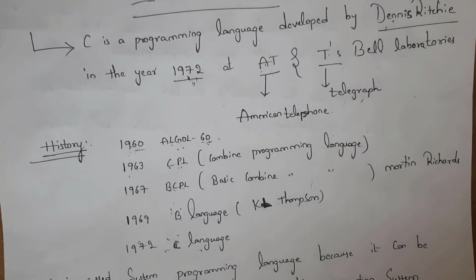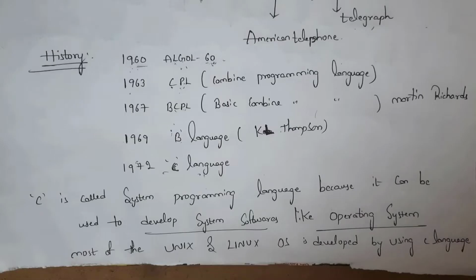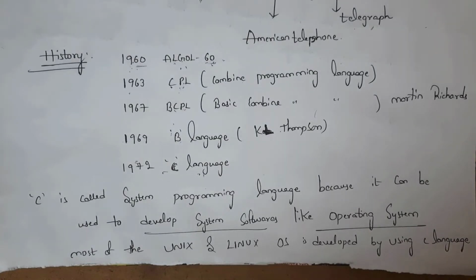BCPL was developed by Martin Richards and B language was developed by K.L. Thomas and C language was developed by Dennis Ritchie. We can also call this C language as system programming language because by using C language we can develop various kinds of system softwares like operating system. Most of the Unix and Linux operating system is developed by using C language.